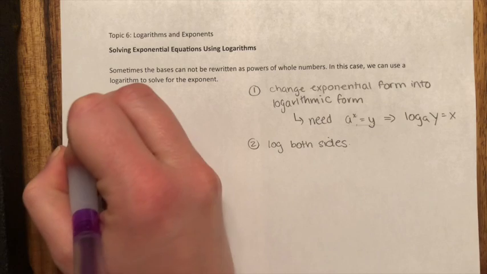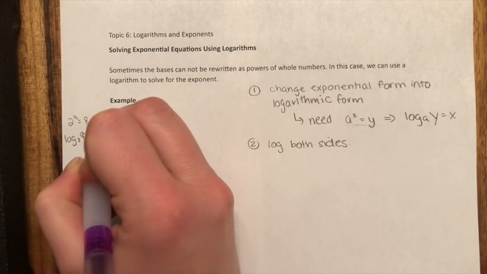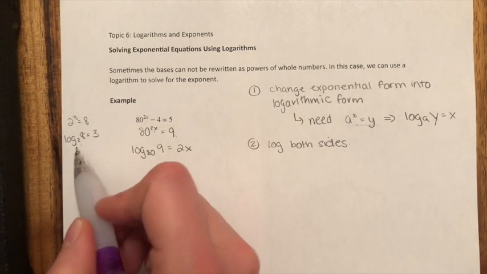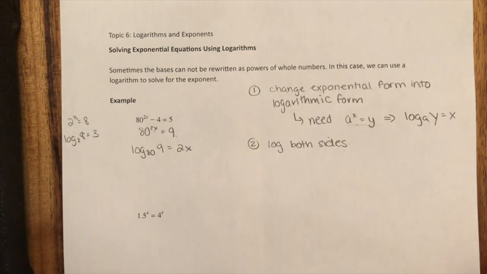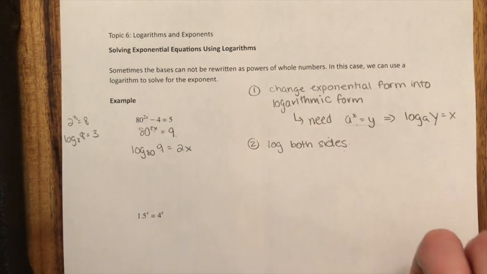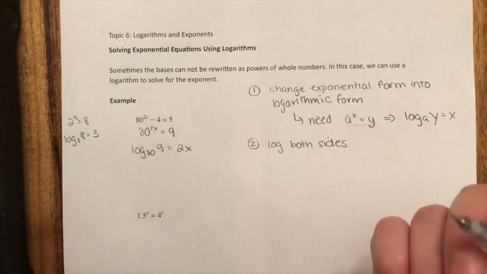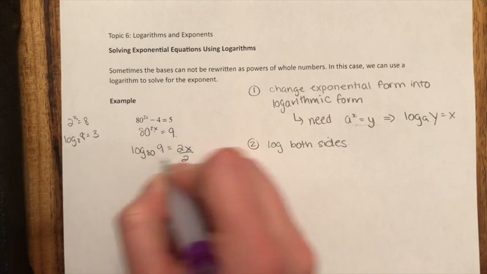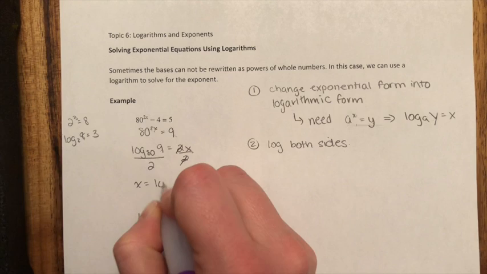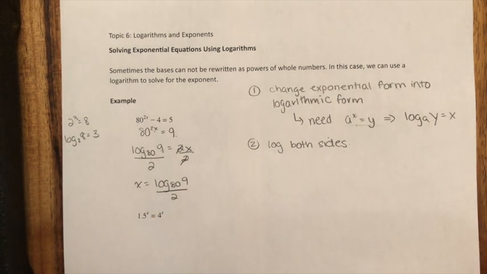And again, if you ever get confused, you can write out an easy one to say, okay, I know where things go, right? 2 to the 3 equals 8. 80 to the 2x is going to equal 9. We just don't know what 2x is. Okay, to figure out what x is, we're going to divide both sides by 2, and x is going to be equal to log base 80 of 9 divided by 2.